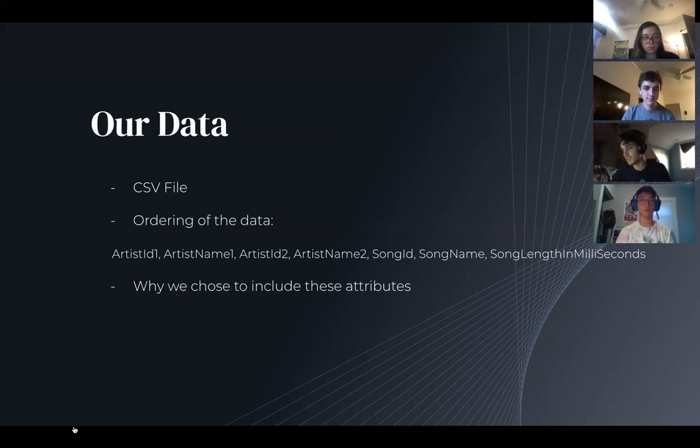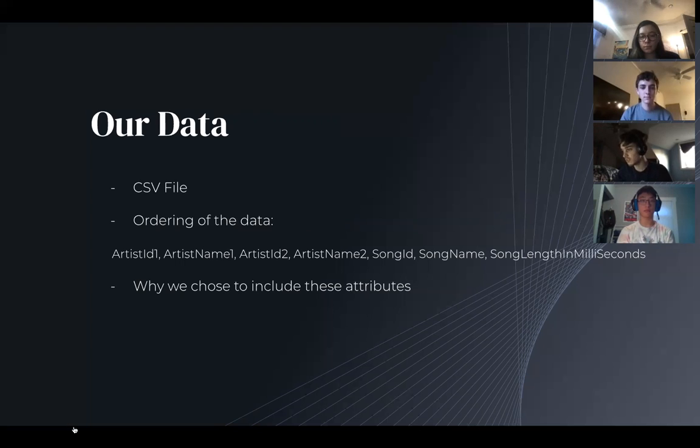Our data is organized in a CSV file where each line represents an edge that contains two artists connected by a song that they have collaborated on. We chose to include both the artist ID and the artist name so that we could use these in our hash map to create an O(1) lookup time for artists given IDs.